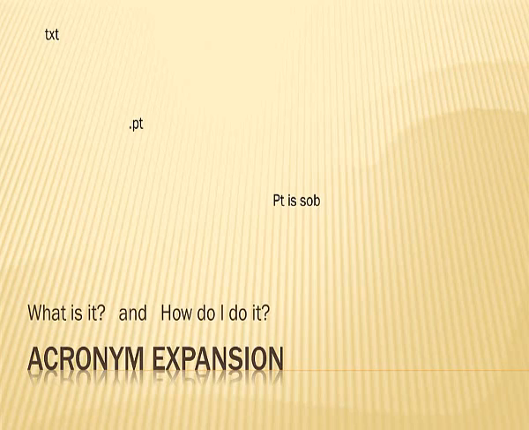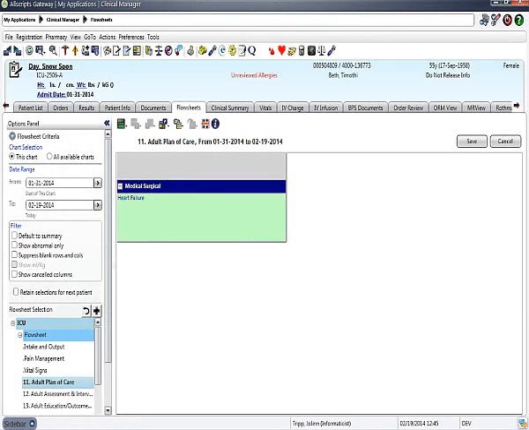Acronym expansion. What is it and how do I do it? Acronyms or smart text are a form of shorthand, if you will, for when you are typing in a textable area. In BAR, you have the ability to use acronym expansion in any textable field. Acronym expansions can reduce your need to type.